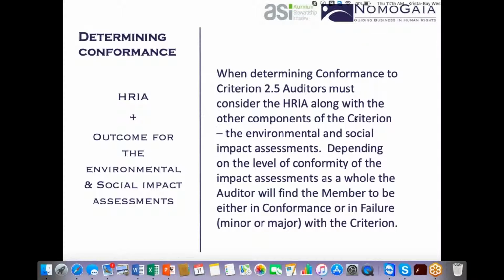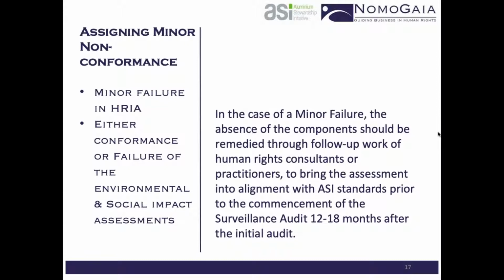So when looking at conformance for 2.5, you have to add the finding that you have for the HRIA assessment that we've just talked about, and look at it along with the other criteria as well. The first outcome, working in kind of reverse order to what was presented: if you have a minor failure in the HRIA, so that's those last three components that Kendyl was speaking about, and you either have full conformance or a minor failure of the environmental and social impact assessment, this would likely result in a minor non-conformance.